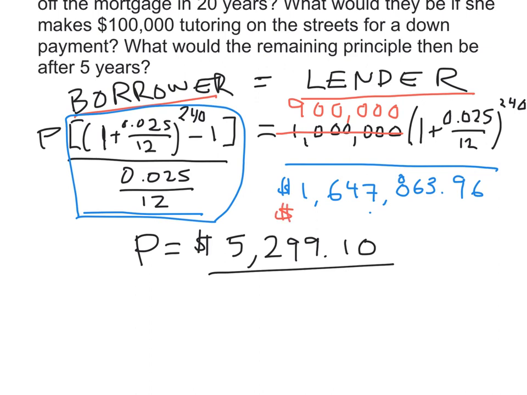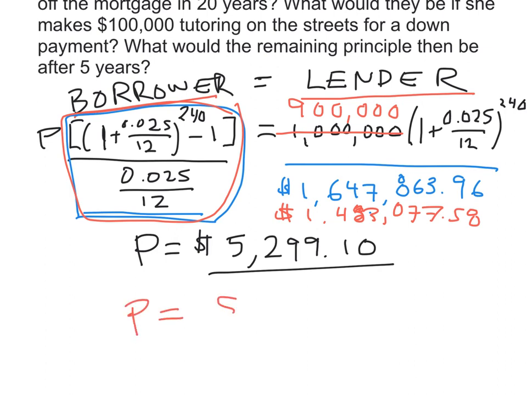This time on the right-hand side, you're going to get $1,483,077.58. So by paying down $100,000, I'm saving myself $100,000+ in interest. So it's always worthwhile to make a down payment if you can. Again, solving and dividing our 1.4 mil by what we got on that left-hand side. This time the payments should be lower.